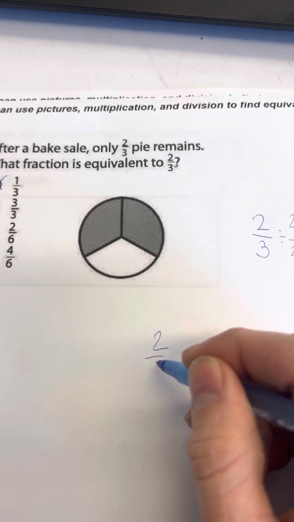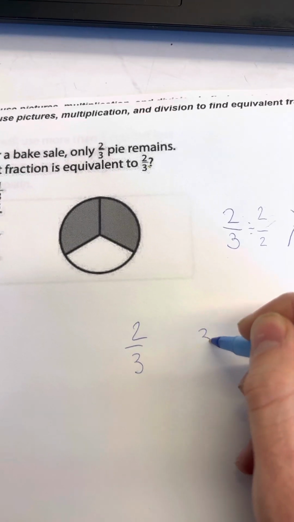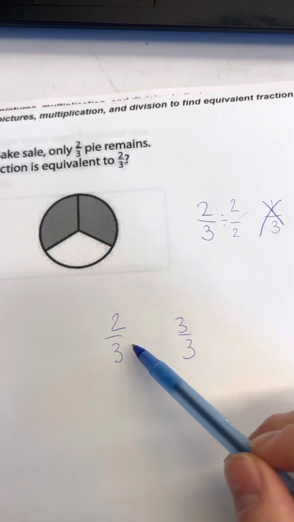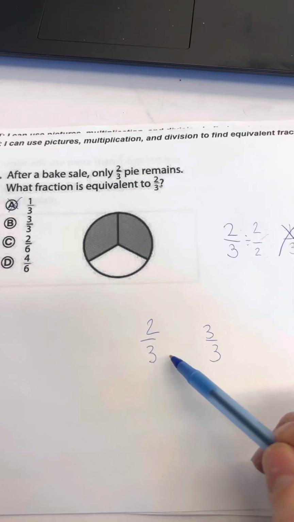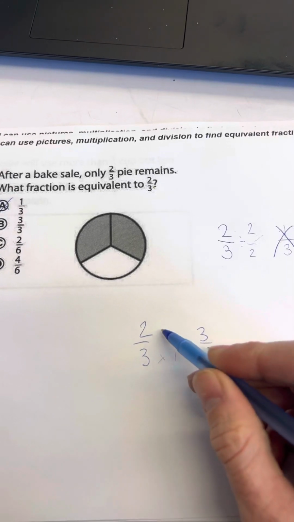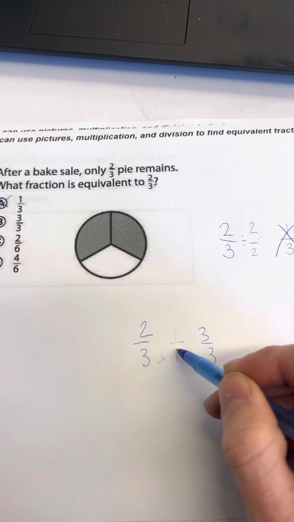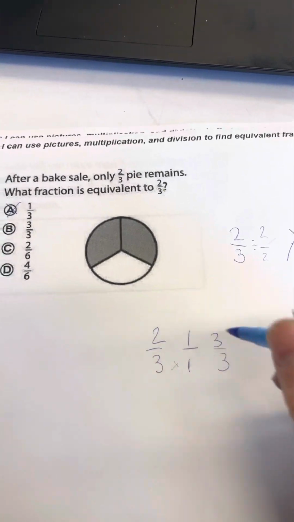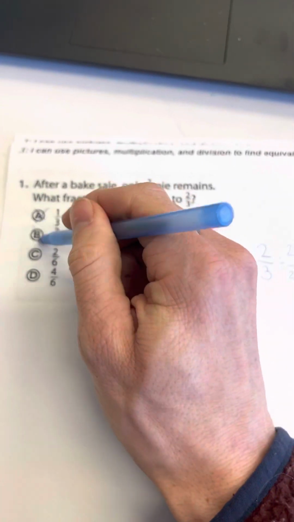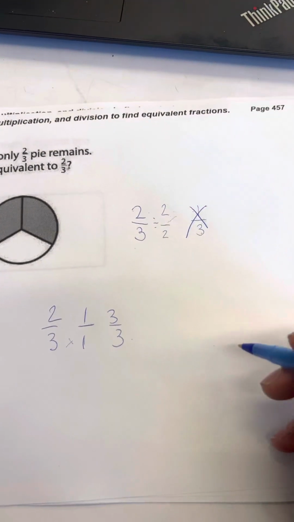Let's check 2/3 and 3/3. Are these equal? Well, right away I can tell that they're not equivalent, but I could check by doing 3 times 1 is 3, and 2 times 1, because it would have to be the same thing top and bottom. It's no good. 2/3 and 3/3 are not equivalent fractions.